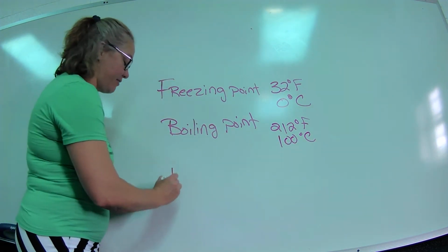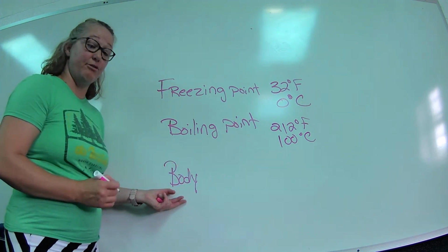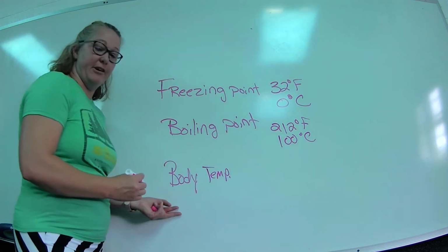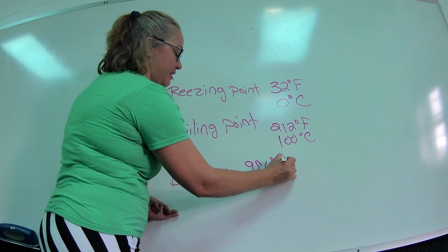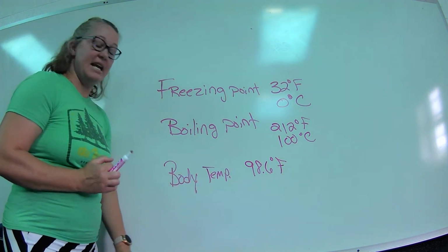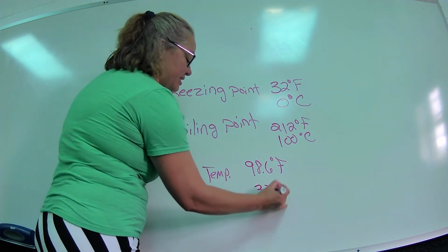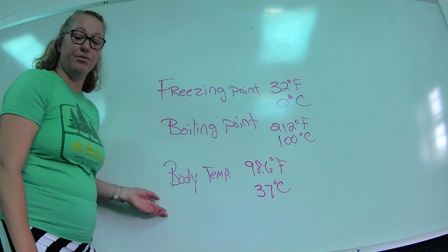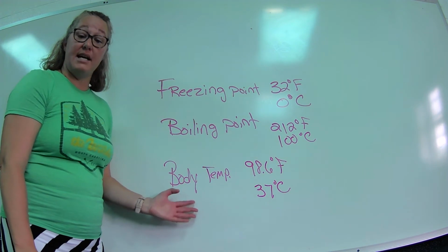Now, we also have a body temperature. Have you ever had your temperature checked to see if you have a fever? Your body temperature in Fahrenheit should be 98.6 degrees Fahrenheit. That's the measurement that God made our body to be. Our temperature is right at 98.6 degrees Fahrenheit, which is the same as 37 degrees Celsius. Now these measurements again are very important to study and to learn and to memorize. Again, they'll go hand in hand with science and mathematics.